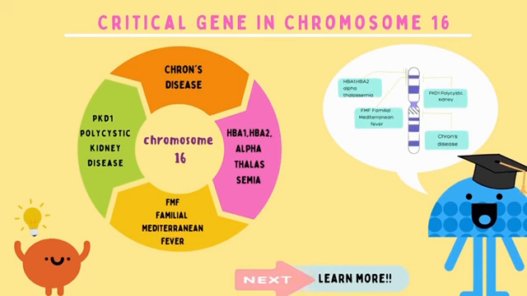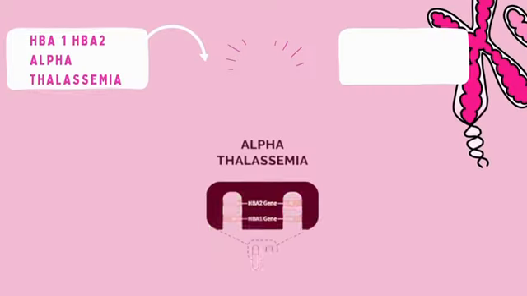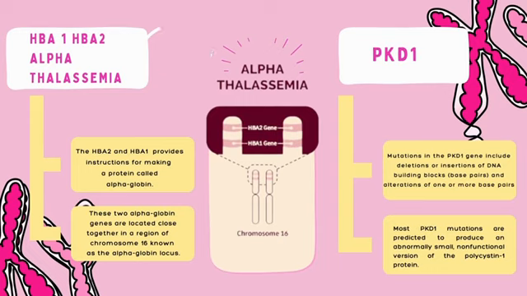For chromosome 16, the critical genes are normally known to be related to Crohn's disease, HbA1 and HbA2 (alpha thalassemia), FMF (familial Mediterranean fever), and PKD1 (polycystic kidney disease). Okay, so first thing first is HbA1 and HbA2, alpha thalassemia. These are instructions for making a protein called alpha globin. And next is the PKD1.